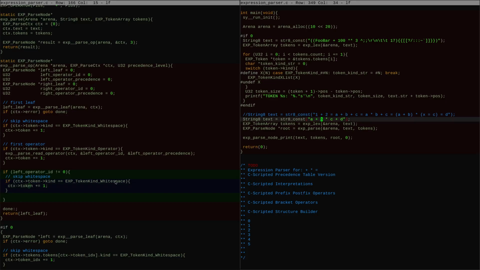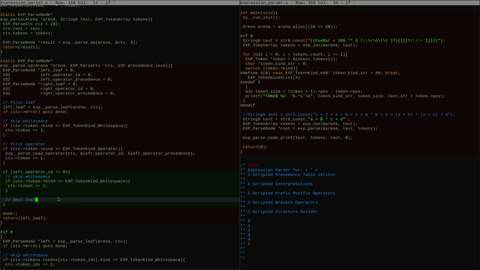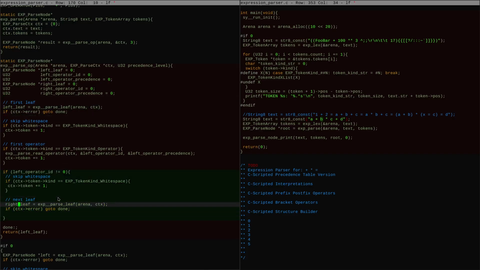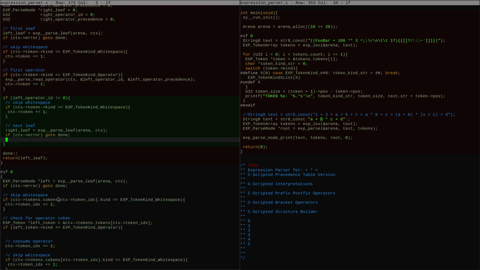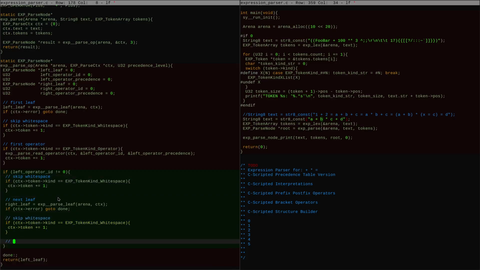Skip the white space of that. And now I'm here and I'm ready to do the next step. Next leaf. And next leaf is going to go into the right leaf slot. And if we get an error there, we'll go to done. And then it's going to skip white space again and get the next operator.